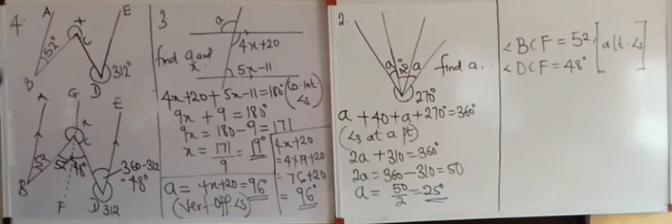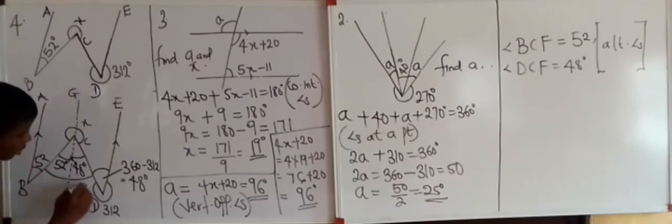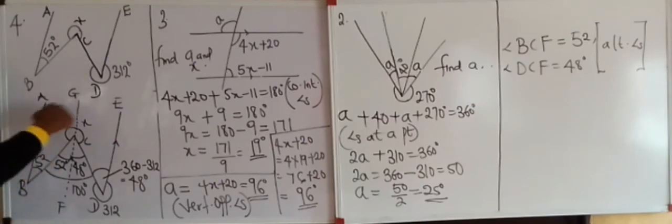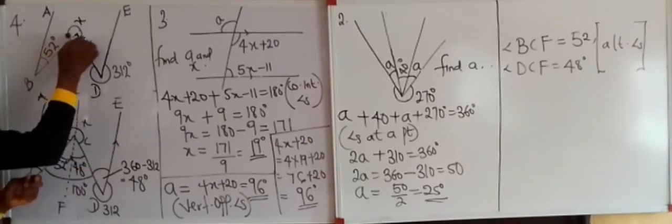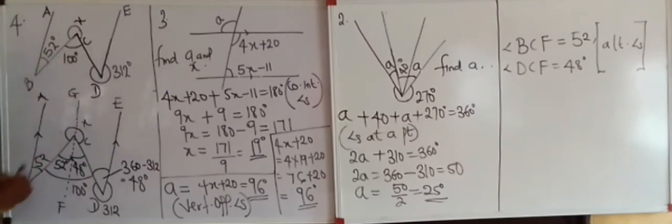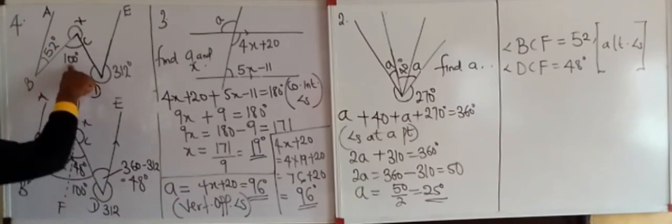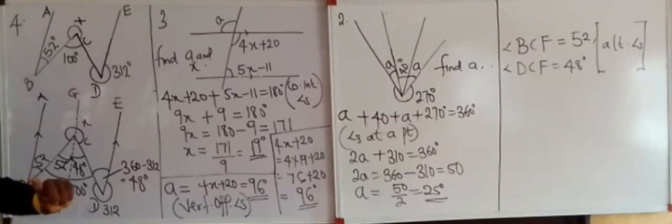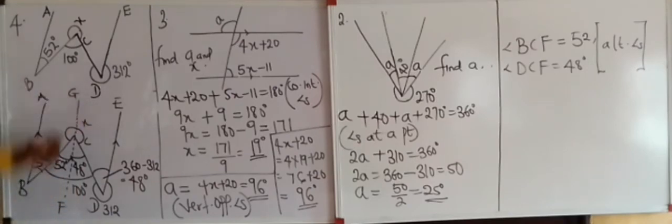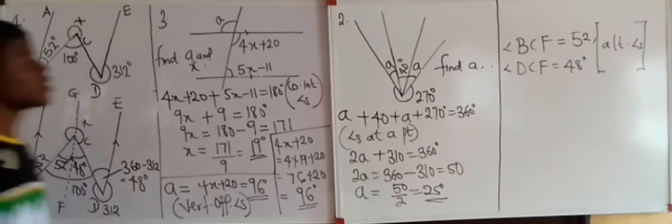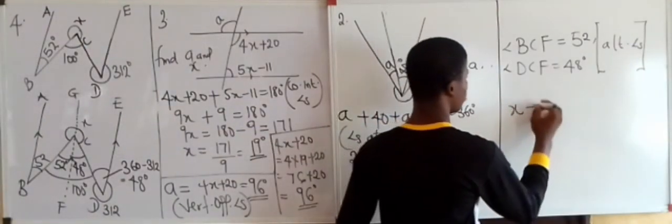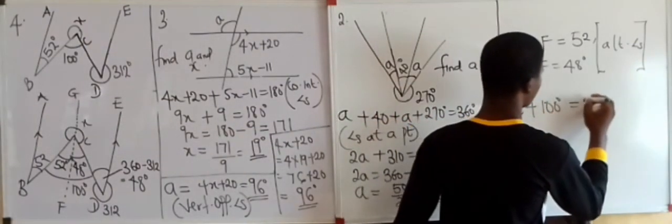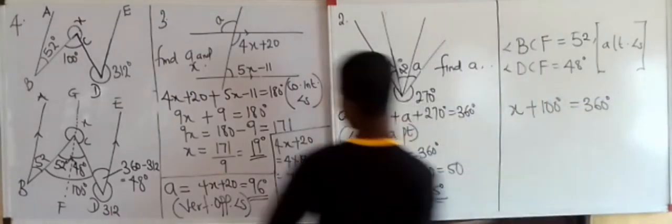Now, the sum of angles here is what? 100 degrees. That's 52 plus 48. That's 100 degrees. Now this is angles at the point, the entire stuff. So here is already what? 100 degrees. So if here is 100 degrees, and I have angles at a point, it means that x plus 100 degrees equal to 360 degrees.